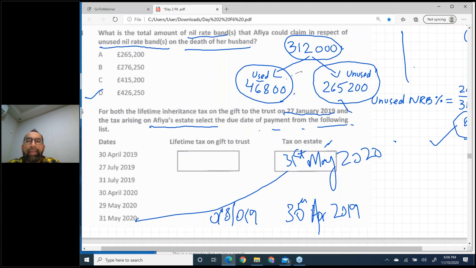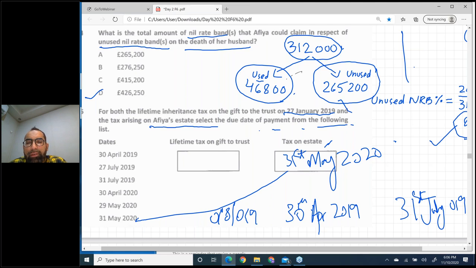Now the second date, listen: 6 months from the end of the month in which the gift arises. The gift arises in January 2019. Come to the end of January and count 6 months. After January: February, March, April, May, June, and July. So the second date is 31st July 2019.